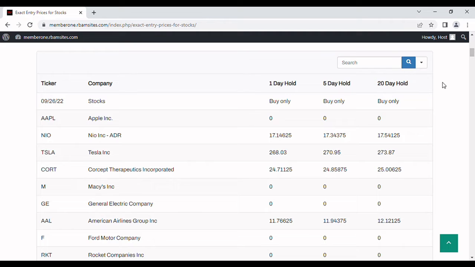Same thing with the 5, same thing with the 20. If you were to buy in the 20-day column, assuming your own analysis said it was a good idea, you buy around 273-ish, close out at the end of 20 trading days at a loss, or take your profits as soon as you get it. So you can go up here now.